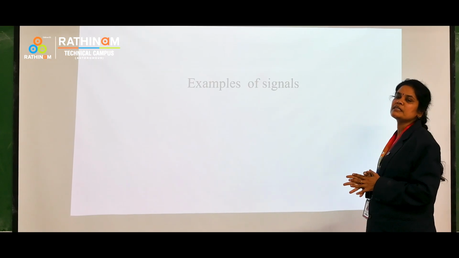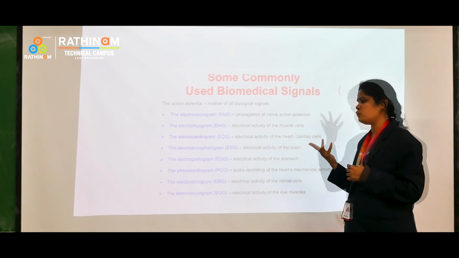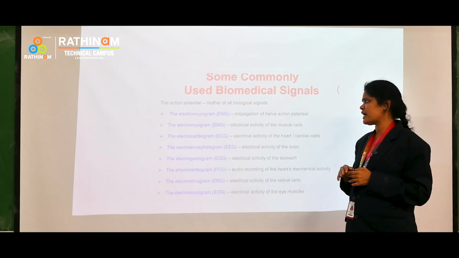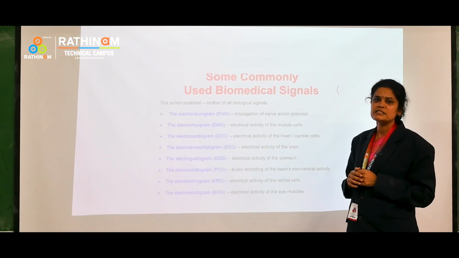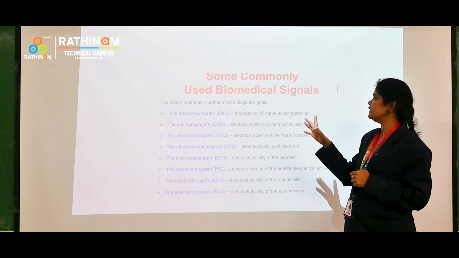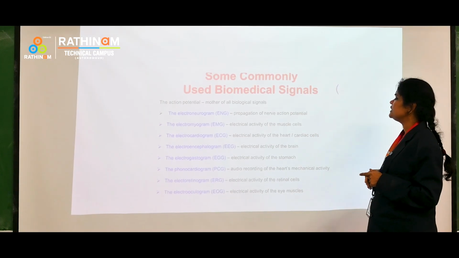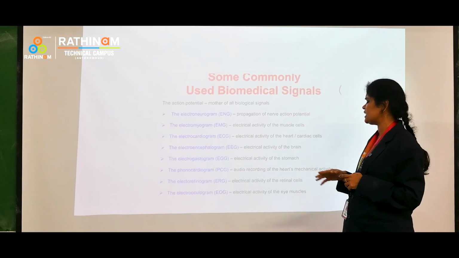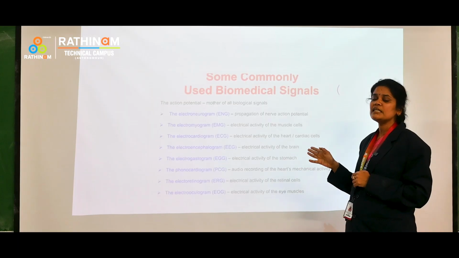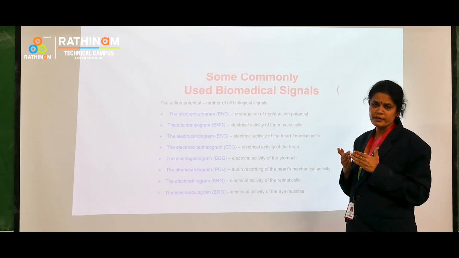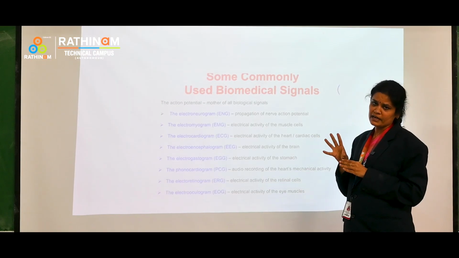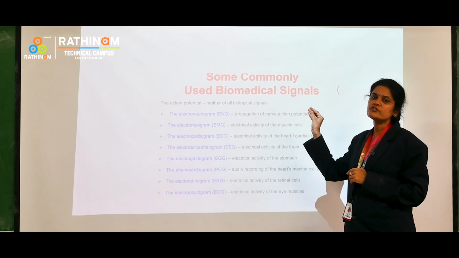Then examples of signals: we can use speech signal, audio signal, image signal, etc. I have taken the example from biomedical signals. These are the kinds of signals used in the biomedical field: ENG, EMG, ECG, EEG, PCG, ERG, EOG. These are commonly used biomedical signals which give information about the specific organ of the human body being analyzed.